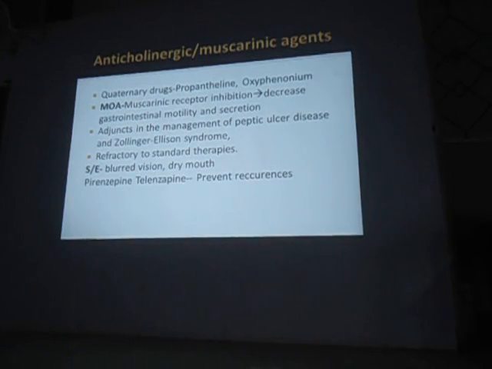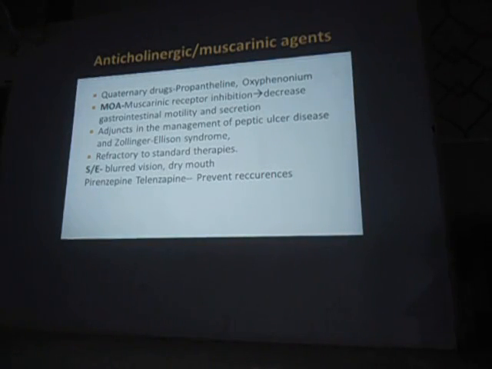Coming to the anticholinergics, the antimuscarinic group of drugs. We have the classical quaternary drugs, that is propantheline, oxyphenonium. We are not calling it anticholinergic, the better term is antimuscarinic. First, we are concentrating on the receptors which are present on the ECL cells, enterochromaffin-like cells, and also the parietal cells. M3 receptors are the ones mainly involved on the parietal cells, as we saw in the first diagram. So we are inhibiting these M3 receptors with propantheline and oxyphenonium.